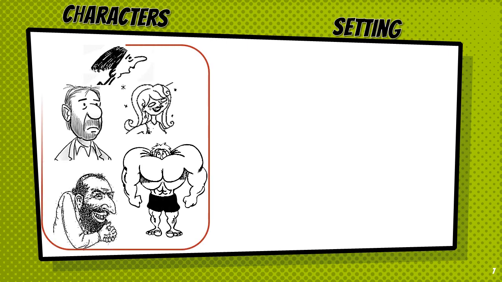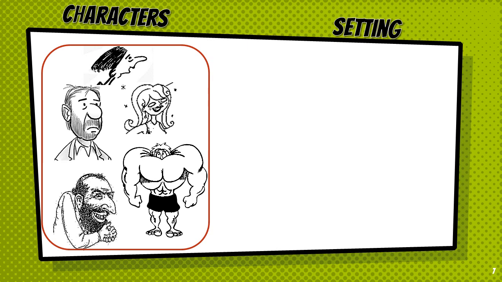Let's look at characters and setting. The physical build of the character. Cartoonists usually make use of many stereotypes in order to make their characters recognizable. Facial expressions. Facial expressions are the most direct way the cartoonist can show the reader what the characters are feeling or experiencing at that moment.